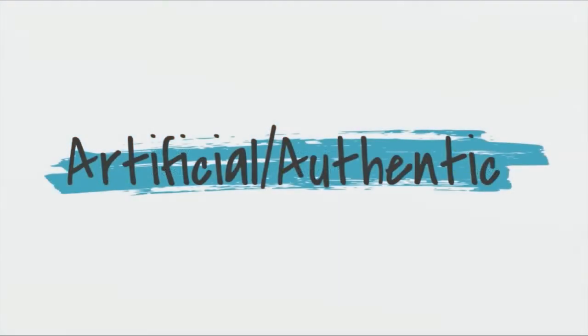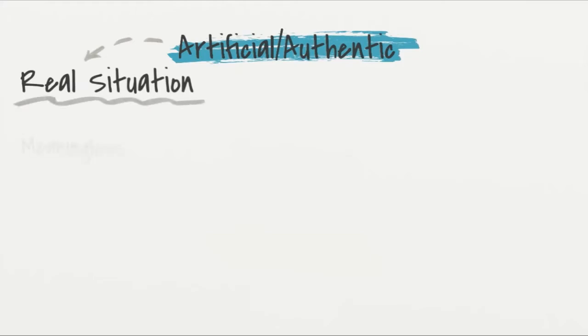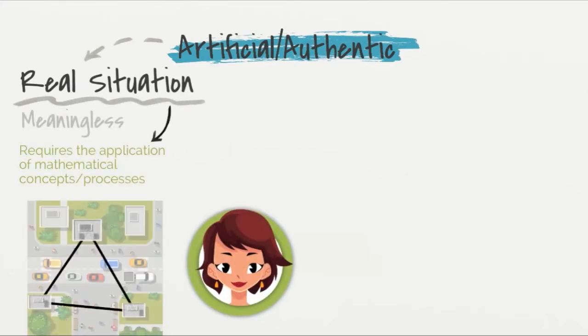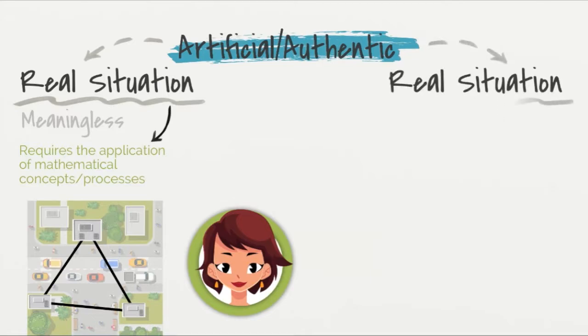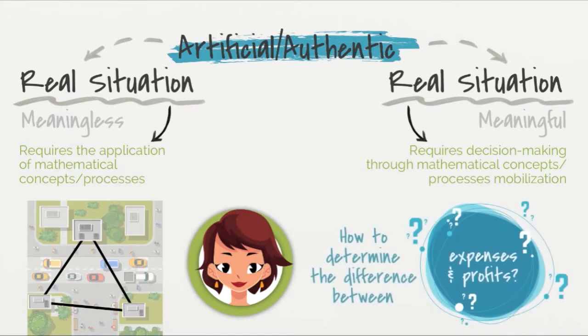Real or purely mathematical situations are often meaningless and simply require the application of mathematical concepts and processes. Authentic contexts are real and meaningful situations that require decision-making through the mobilization of mathematical concepts and processes.